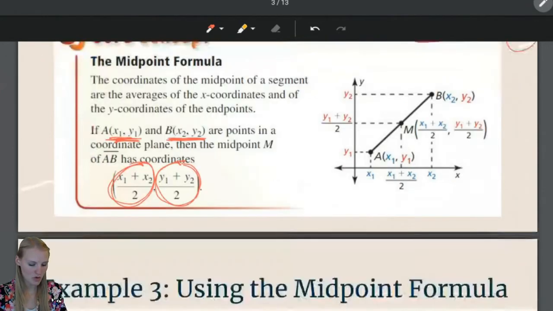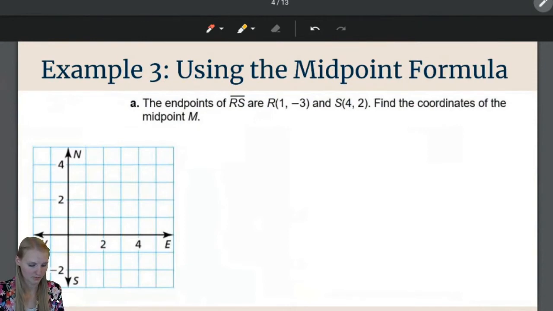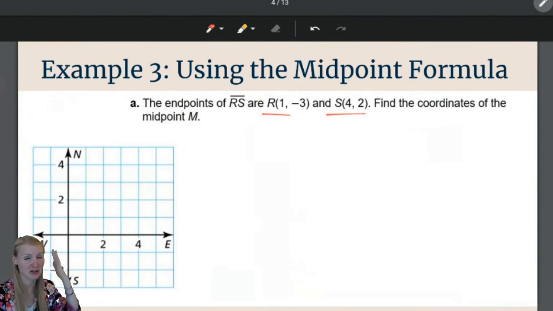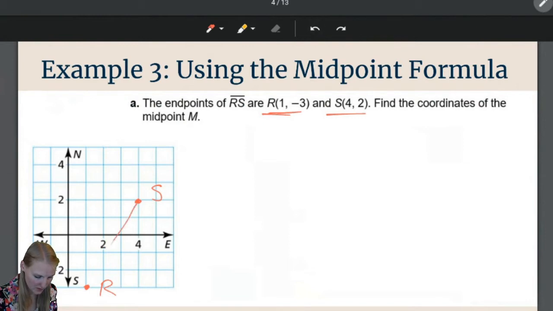So, now that you know more about it, let's do an example. We are told the endpoints of RS are given here. Find the coordinates of the midpoint M. Do we need to graph this? No, we don't have to, but pictures help me. It has been scientifically studied that about 7 different parts of your brain are active when you're doing math, and one of them is the visual component, the spatial reasoning. So pictures help you whether you think they do or not. Let's draw a picture. R is at 1, -3, and S is at 4, 2. So here is S, here is R. Let's try that again. Connect the dots.